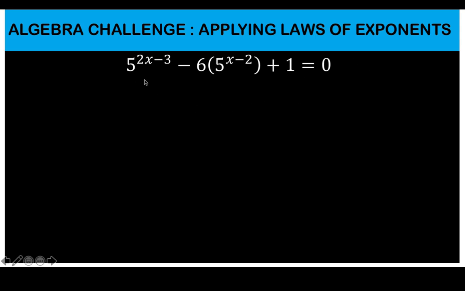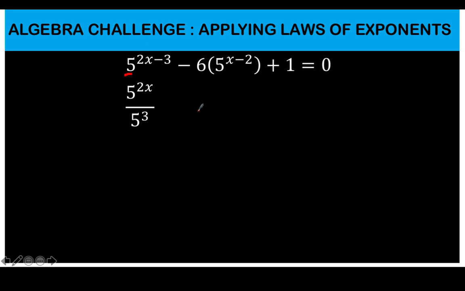Now let's look at the first term. What can we do with 5 raised to 2x minus 3? If we recall the quotient law of exponent, notice that this form is the converse of the quotient law of exponent. Because if you have this exponential expression written as a quotient, 5 raised to 2x over 5 raised to 3, we can simplify this by copying the common base 5 and subtracting the exponents, 2x minus 3, which is exactly our first term. So therefore, 5 raised to 2x minus 3 can also be written as 5 raised to 2x over 5 raised to 3 using the converse of the quotient law of exponent.